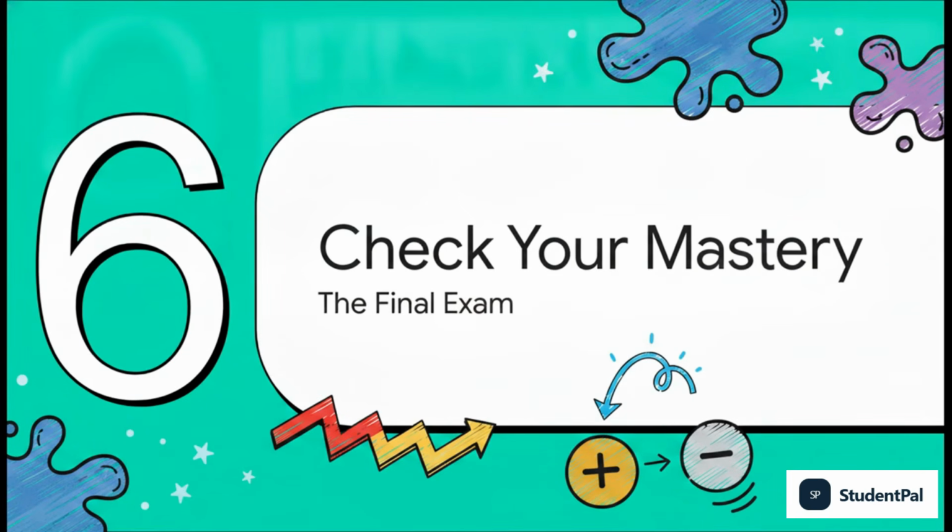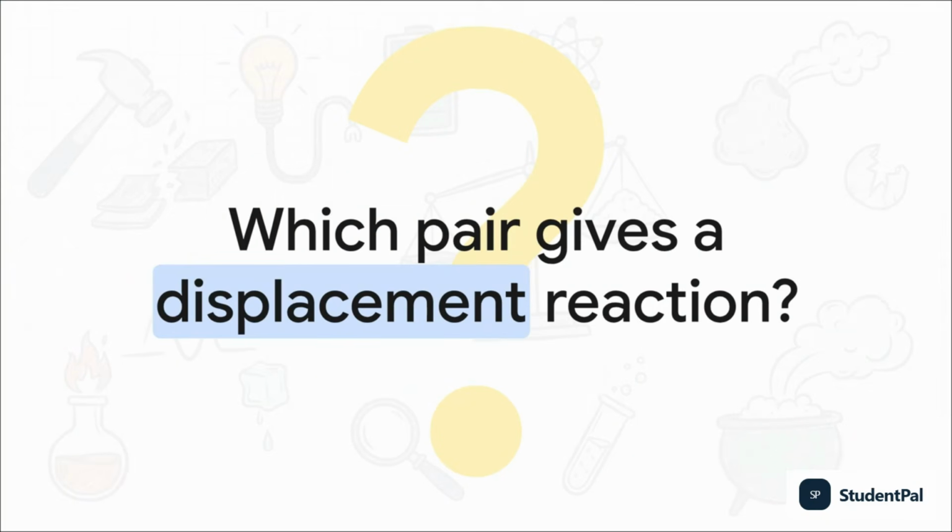All right, Section 6, check your mastery. Consider this your final exam for today. We have covered immense ground today. Let's wrap up this explainer by applying your new conceptual mastery directly to a classic textbook exercise. Which of these pairs gives a displacement reaction? Think back to our reactivity series leaderboard. To displace a metal, the solid metal you add must be higher up on the leaderboard.